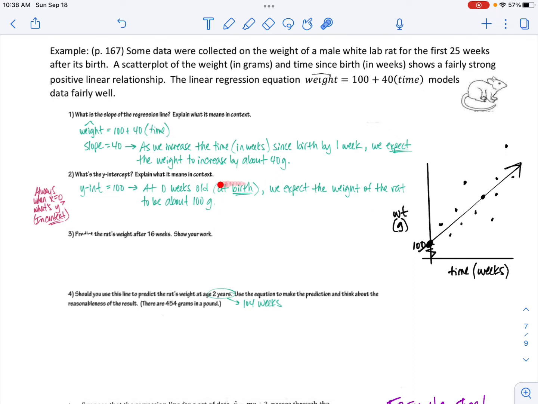At 0 weeks old, that means when it's born. We expect the weight of the rat to be about 100 grams. Does that mean every single rat is born exactly 100 grams? No, it's a prediction. Very important, okay?